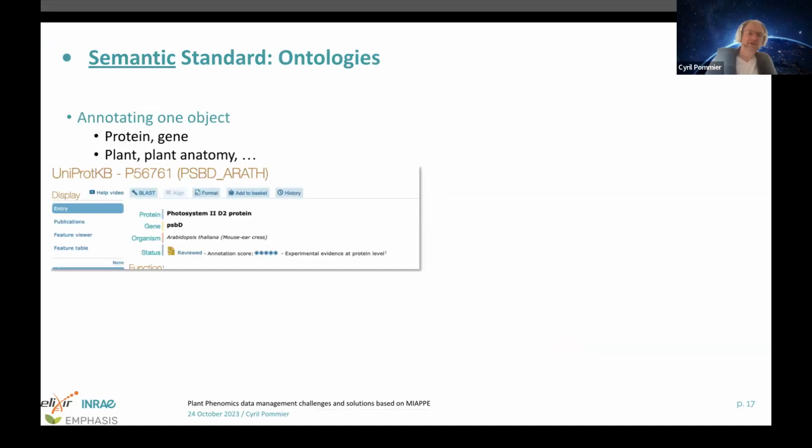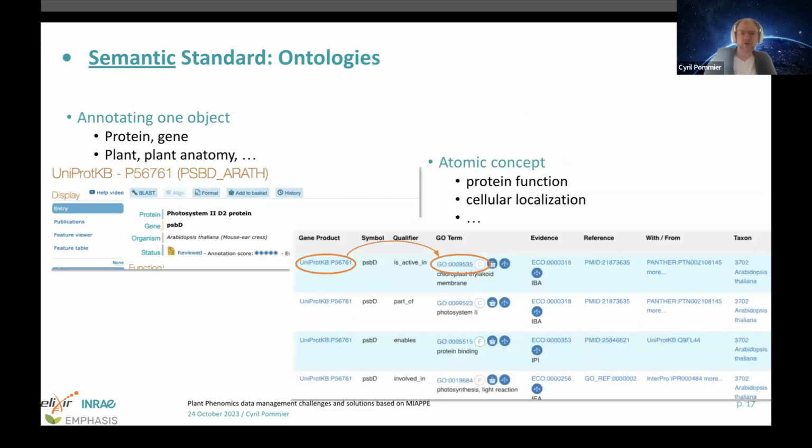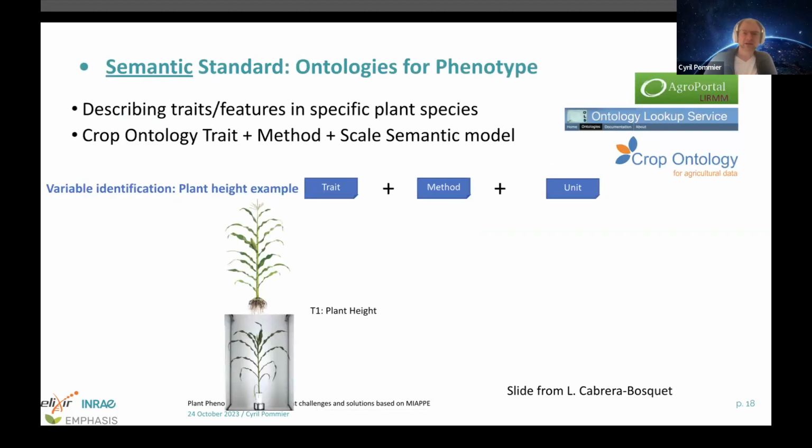So for the semantic standards, the ontologies, most of the time, the sequence ontology and the gene ontology are used to annotate one object, one protein, one gene, a plant anatomy, and so on. Therefore, the concepts listed in those ontologies are atomic concepts, such as one protein function, one cellular localization, one plant organ. But for phenotype, well, it's more complicated.